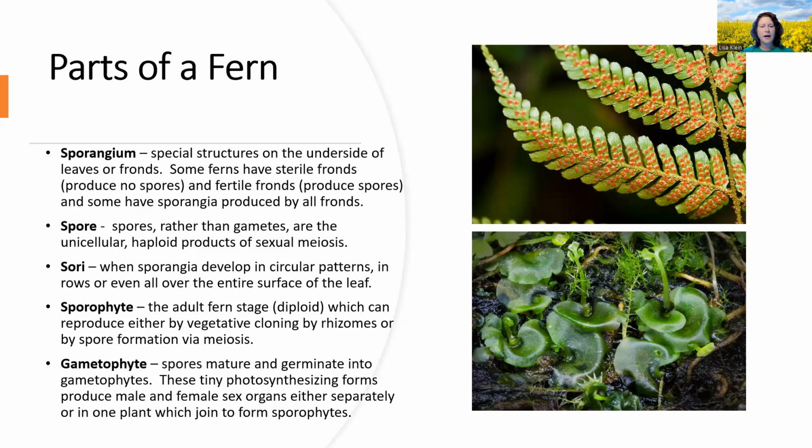The sori, when they develop in the circular patterns or the rows on the entire leaf there. Sporophyte, that's the adult fern stage, where they're going to either reproduce sexually or asexually. And the gametophyte, as those spores mature, they're going to germinate into those structures. And those tiny little forms, they're going to have male and female sex organs, and they're going to join to form sporophytes. I know that's probably way more than you ever wanted to know about how a fern reproduces.